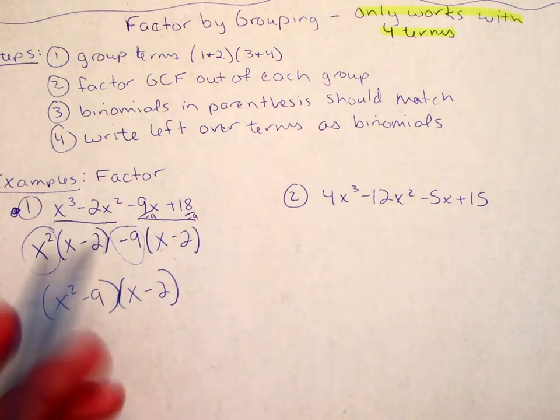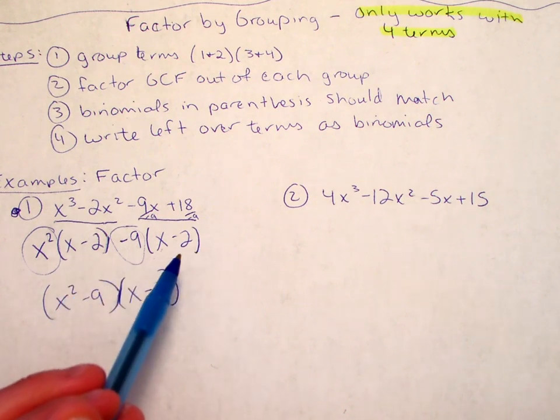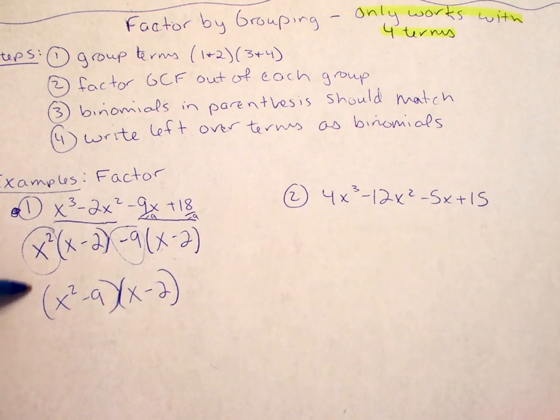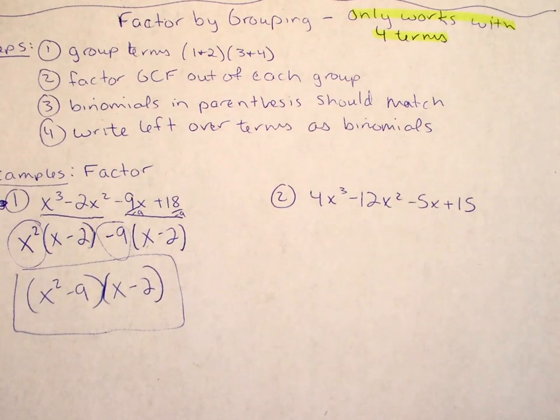You're basically, and I know this is going to sound weird, you're basically factoring out an x minus 2, so you only write it once. So therefore, that is your answer. We're left with 2 binomials. So the answer is very similar to how it was on the other problems, just a slightly different way to get there. All right, so the next one, group terms.